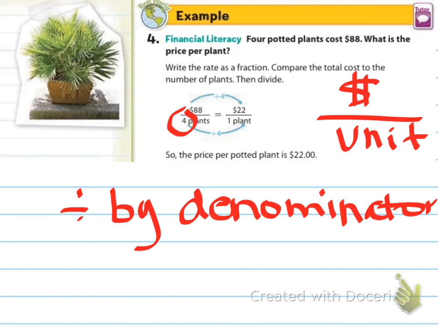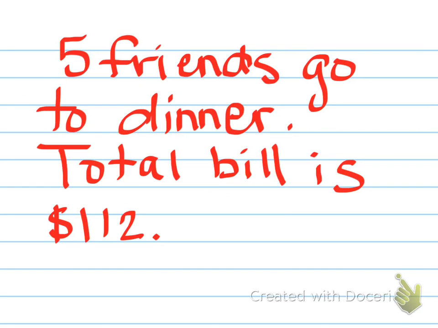Now, of course, this may not apply to you, but if we are talking about you go out to dinner and everybody has the same price meal, and you get that final ticket at the end of the night, and you want to figure out how much each person owes, you're going to find out what the unit price is, the unit being your dinners. So let's do an example like that. All right, so let's write down this example.